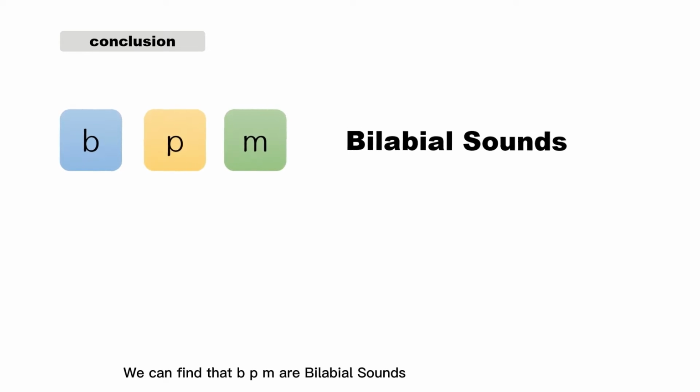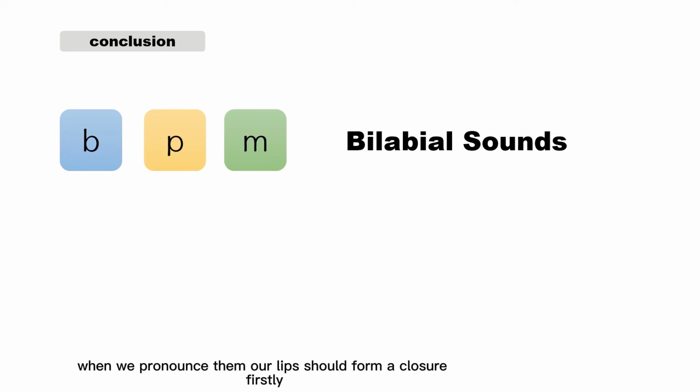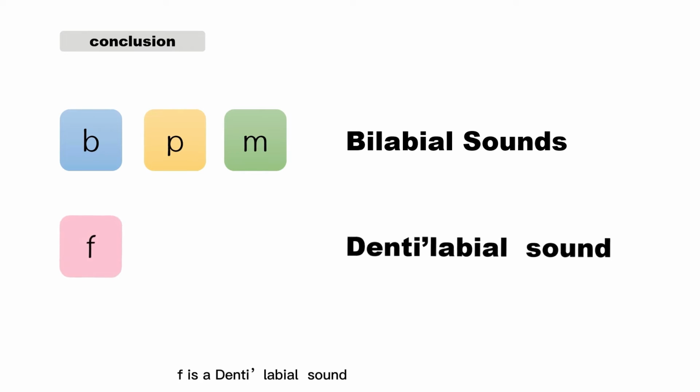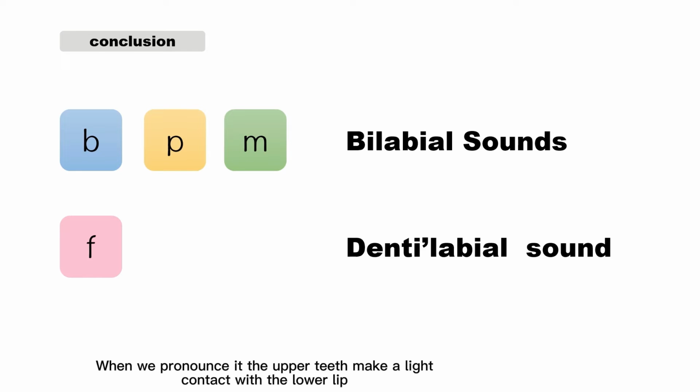Okay, let's have a conclusion of these 4 initials. We can find that bo, po, mo are bilabial sounds. When we pronounce them, our lips should form a closure firstly. Fo is a labiodental sound. When we pronounce it, the upper teeth make a light contact with the lower lip.